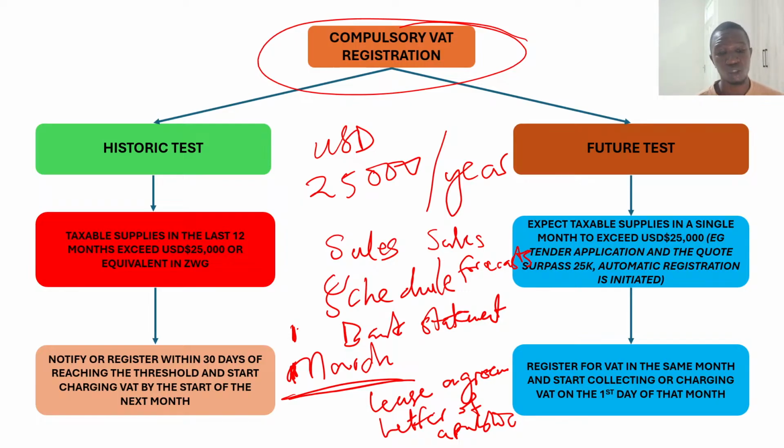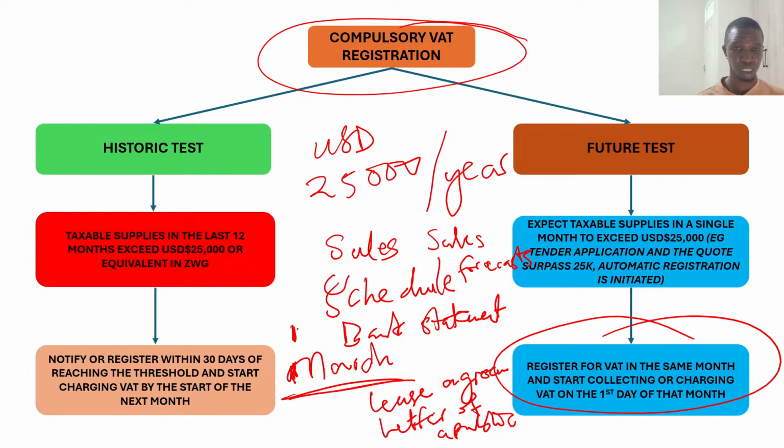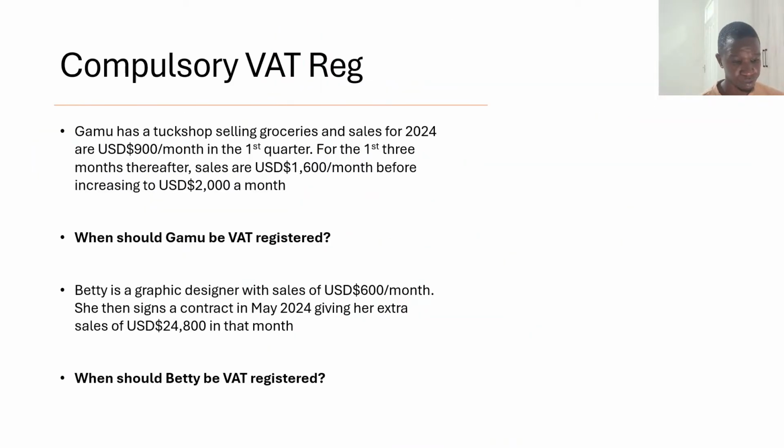So if you are doing your tenders and charging something that surpasses 25,000, you need to factor VAT into your tender documents, invoice, or quotation. You need to add VAT so that you are not caught off guard, especially when you are dealing with the government. Whenever you reach your sales target of 25,000, you need to register in the same month and start collecting VAT on the first day of that month.